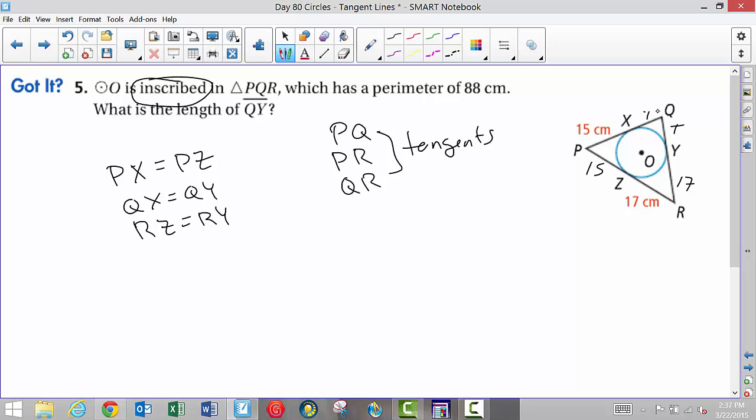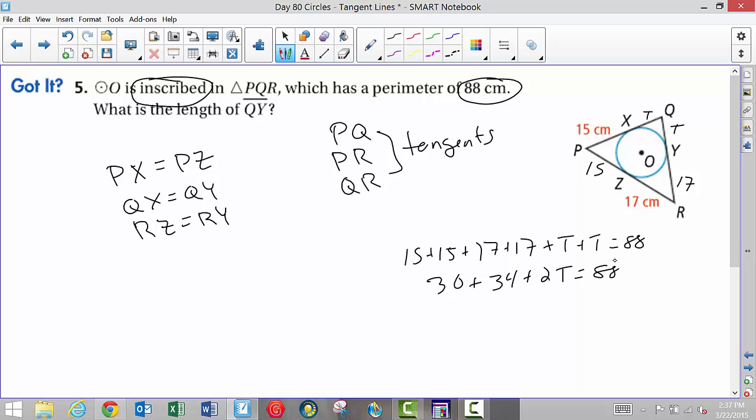t, and t, they're going to be equal. I already know the perimeter is 88, so I have 15 plus 15 plus 17 plus 17 plus 2t equals 88. How do I know it's 88? Because the question already tells me that the perimeter is 88. Find the values of QY. So I have 30 plus 34 plus 2t equals 88. So I have 64 plus 2t equals 88. 88 minus 64 gives us 24. So 2t equals 24, and t is equal to 12. So Q to Y is 12, and Q to X is also 12.